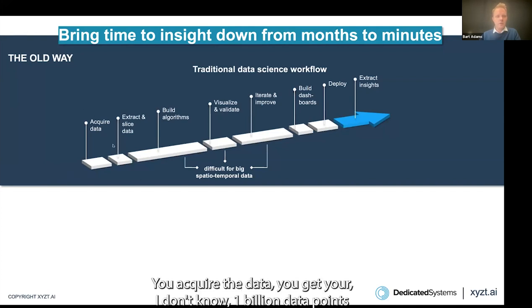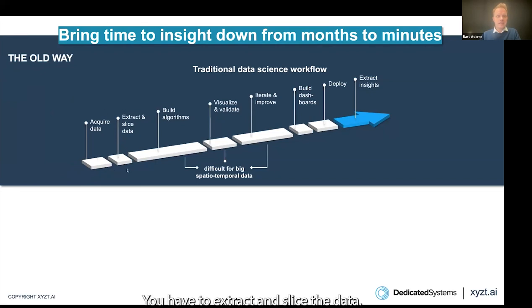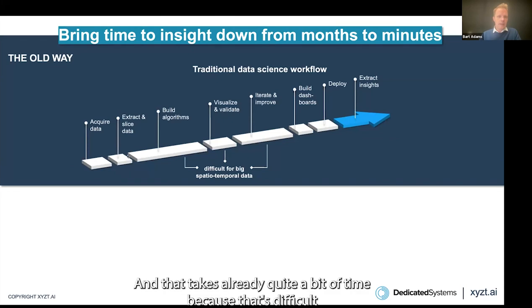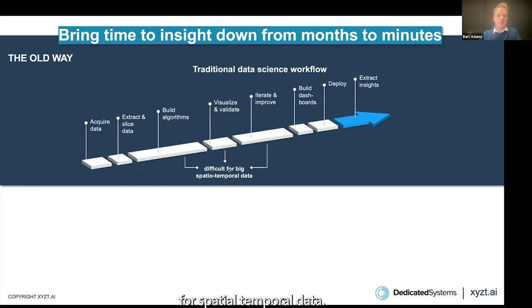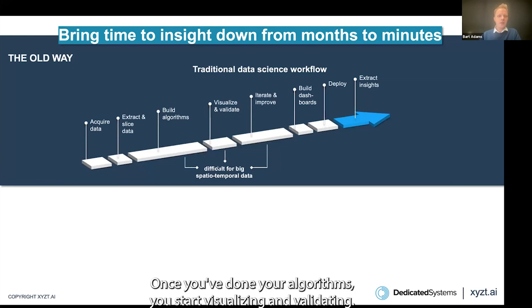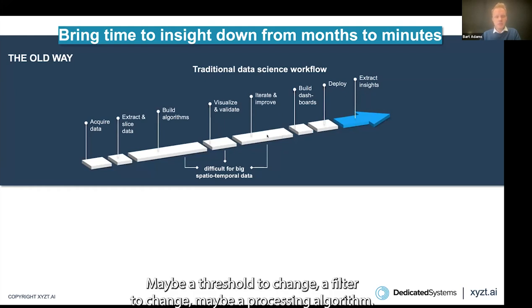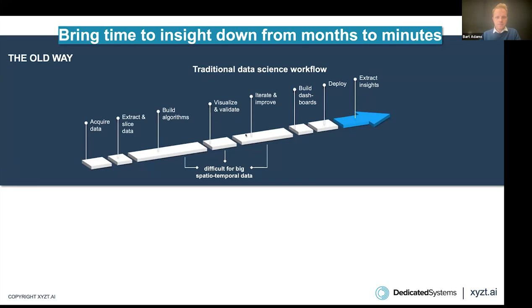The old way is you acquire the data, you get your 1 billion data points. Because your tools cannot handle this amount of data, you have to extract and slice the data. And once you've done that, you start building algorithms, building Python scripts, using some open source. And that takes quite a bit of time because that's difficult for spatial temporal data. Once you've done your algorithms, you start visualizing and validating. And typically what happens then is that you see that something is going on and you have to iterate and improve, to change maybe a threshold, a filter, or a processing algorithm. And only then you can start building dashboards.